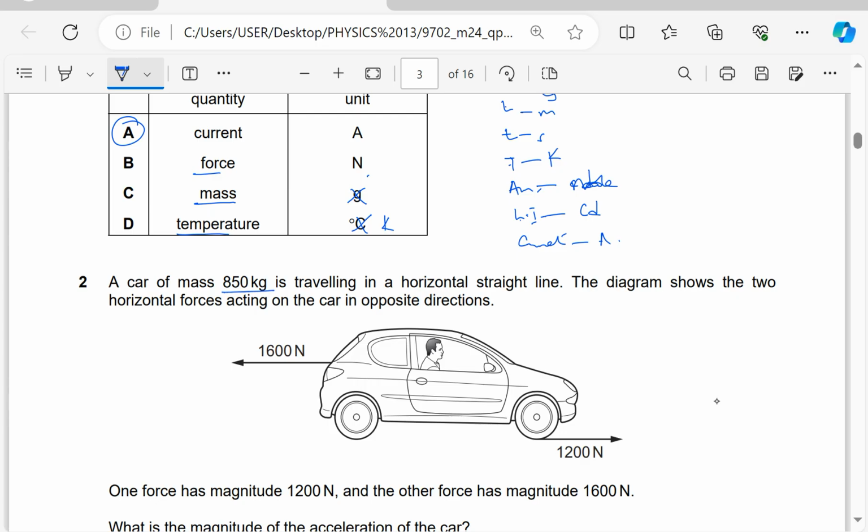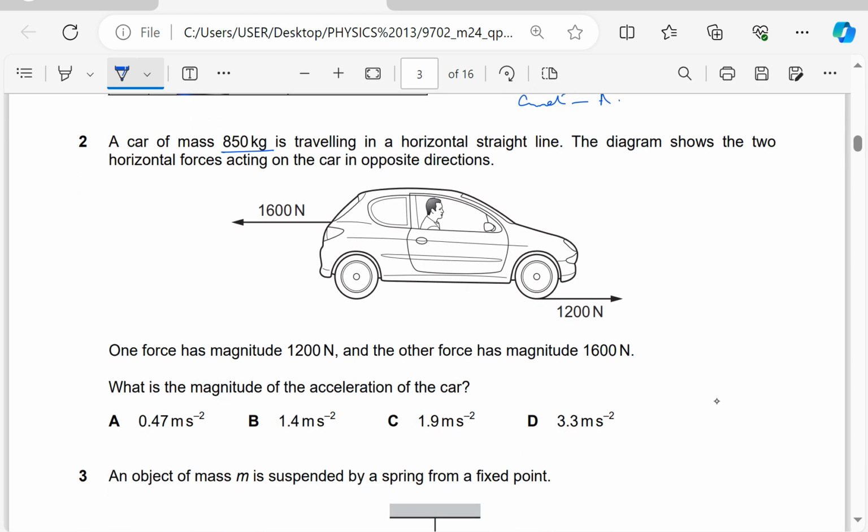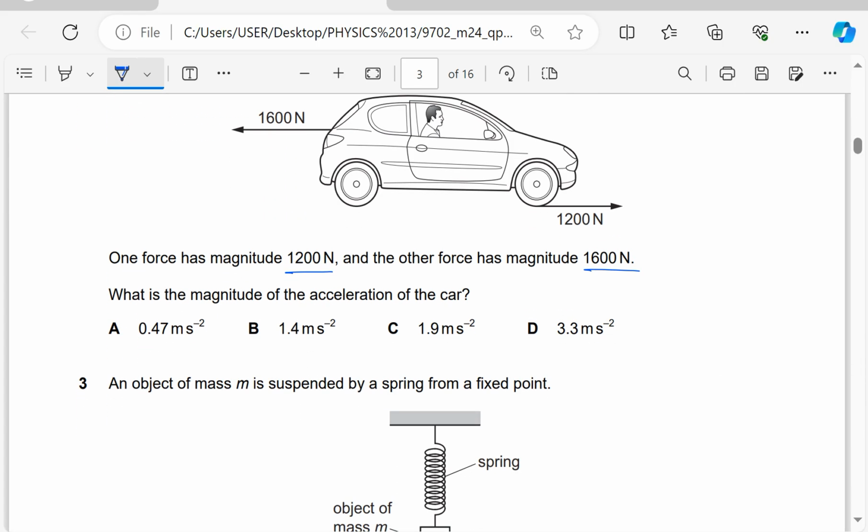A car of mass 850 kilograms is traveling in a horizontal straight line. The diagram shows the two forces acting on the car in opposite directions. One force has 1,200 newtons and the other force has 1,600 newtons. What is the magnitude of the acceleration of the car? So we know that resultant force is mass times acceleration. So the resultant force is 1,600 minus 1,200. Of course, the resultant force is in the opposite direction, so the acceleration is going to be negative, but we're just interested in the magnitude.